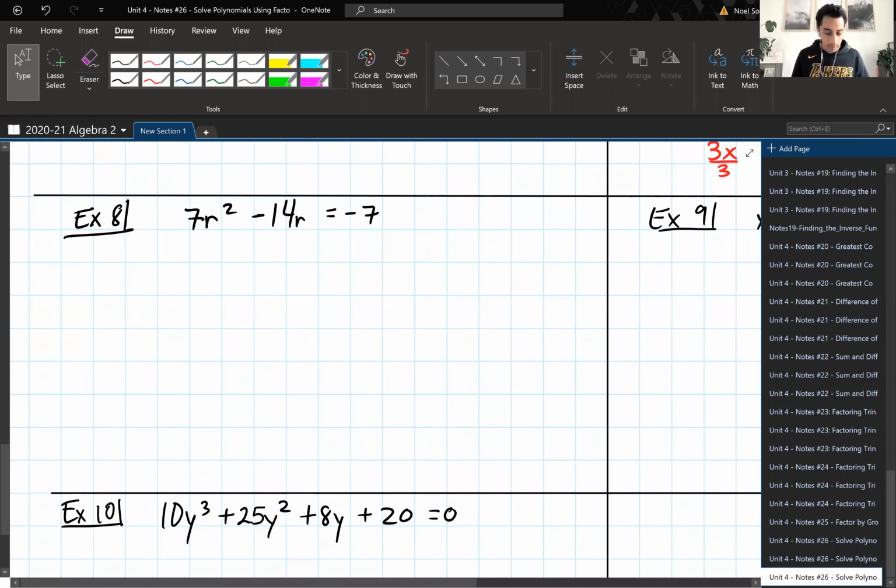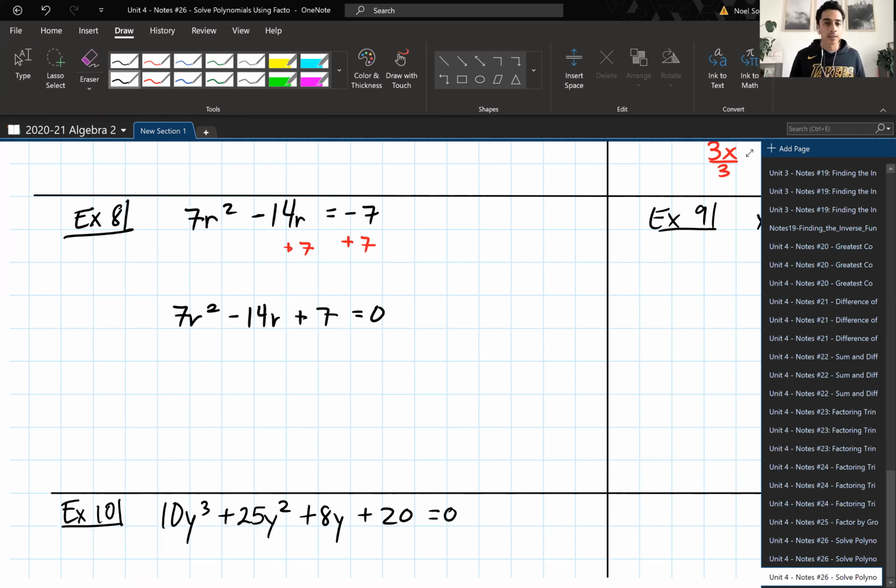Okay. Similarly here for number 8, we have a polynomial on the left side, but it's equal to a constant on the right side that's not 0. So that ought to be our first step. We want to add 7 to both sides to give us a new polynomial of 7r squared minus 14r plus 7 equal to 0. Okay, I want to look to factor. Is there something here that they all have in common?